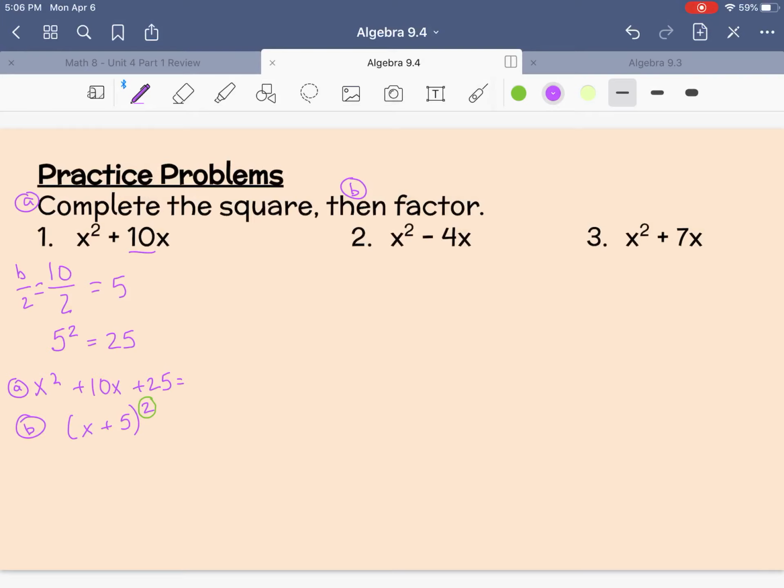Problem number 2. Step 1, half of the b value. Don't forget, the b value is -4, so half of it is -2. Then when we square the value from step 1, we're squaring the entire quantity, so it's -2 squared, which is +4. Okay. And so when we tack that on to the original expression of x squared minus 4x, we tack on +4. And then the factored form of that is x minus 2 quantity squared.